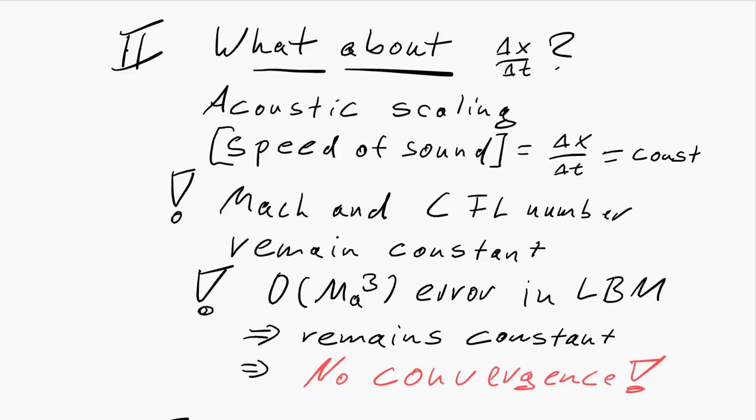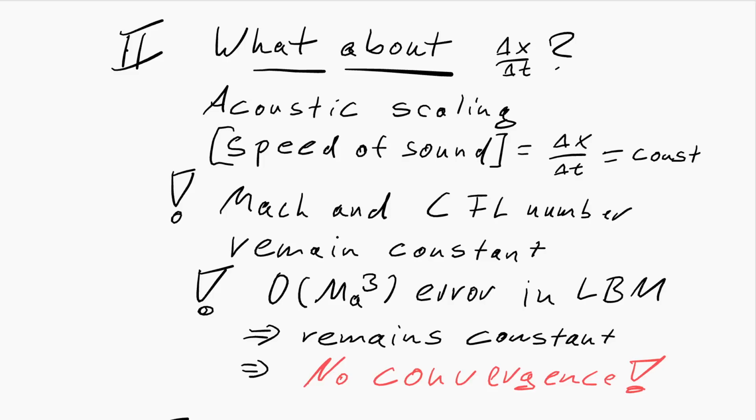There is one possible scaling that we are not using right now, the acoustic scaling, where we take the units of the speed of sound. The speed of sound is a speed, so it has units delta x by delta t, and in acoustic scaling it is constant, which means delta x gets smaller the same way as delta t gets smaller.